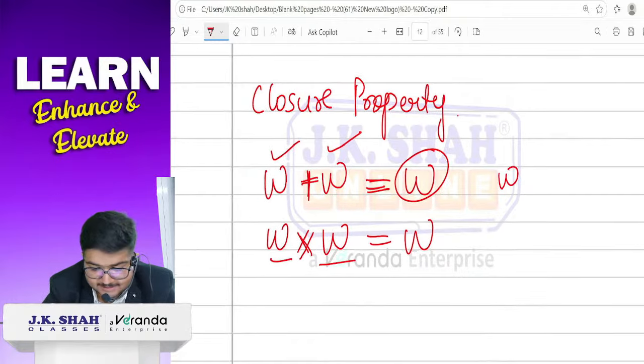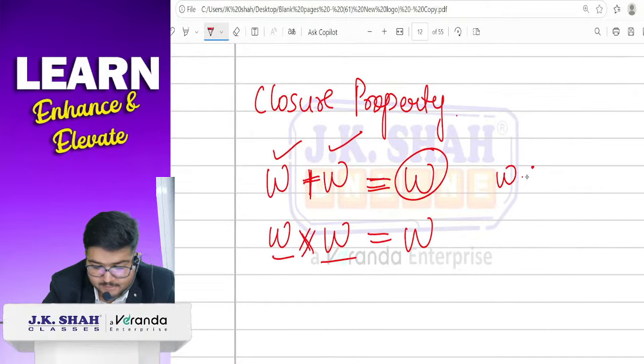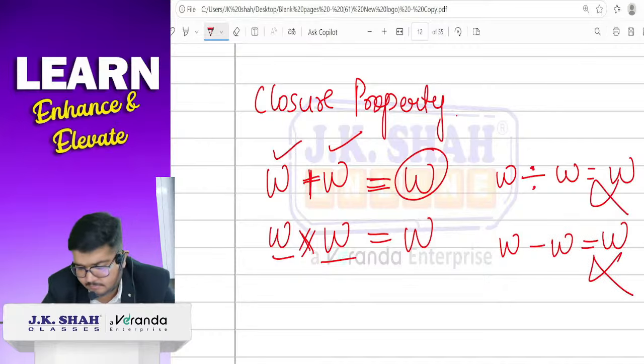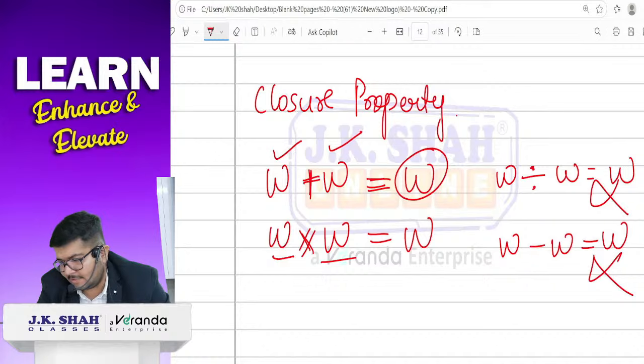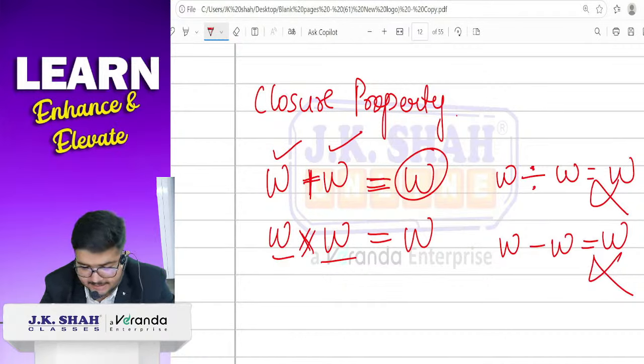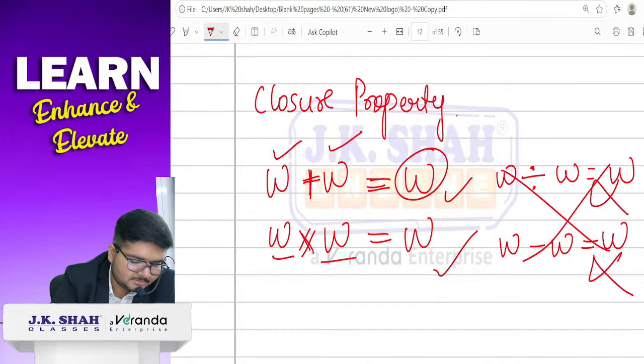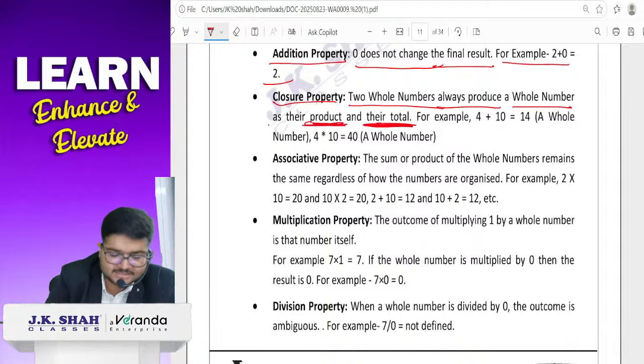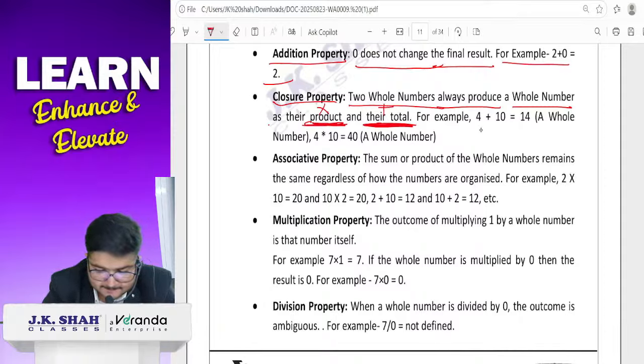But it is not like this. It is not like this, that you divide a whole number by whole number, and the answer is always a whole number. No. If you subtract two whole numbers, answer is always whole number. No. It might be a whole number, it may not be a whole number, right? So it is not applicable to division and subtraction, it is only applicable to plus and multiplication. Understood? Two whole numbers always produce a whole number, as their product means multiplication and as their total means addition. Both only plus and multiply is applicable. Understood? Now let us take next property.